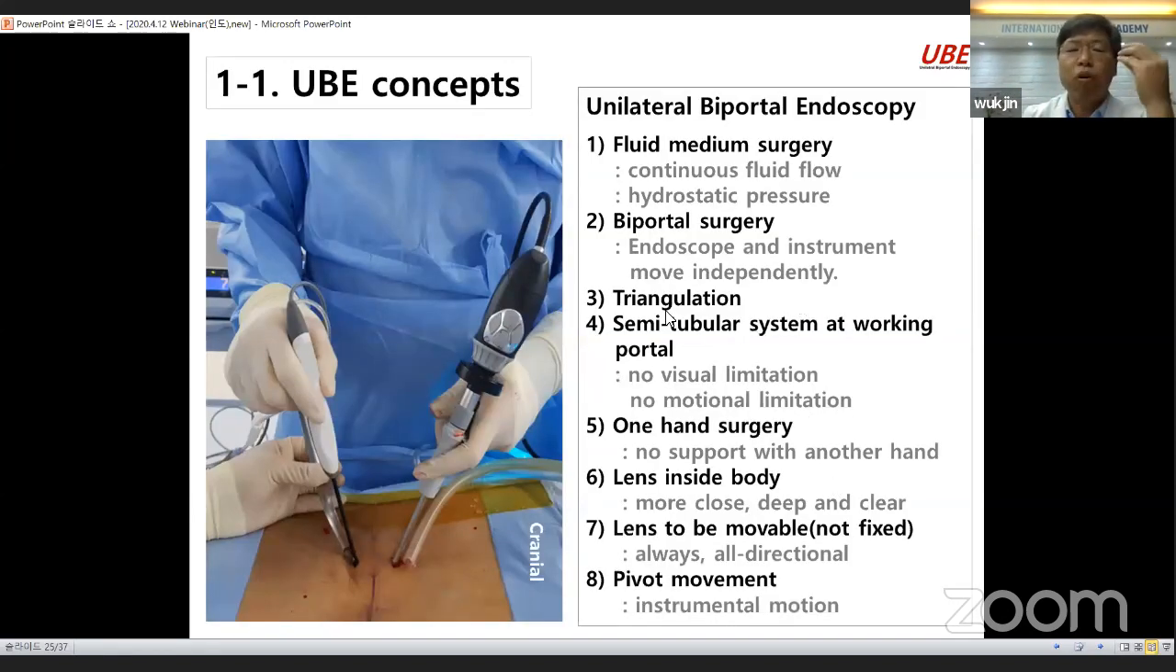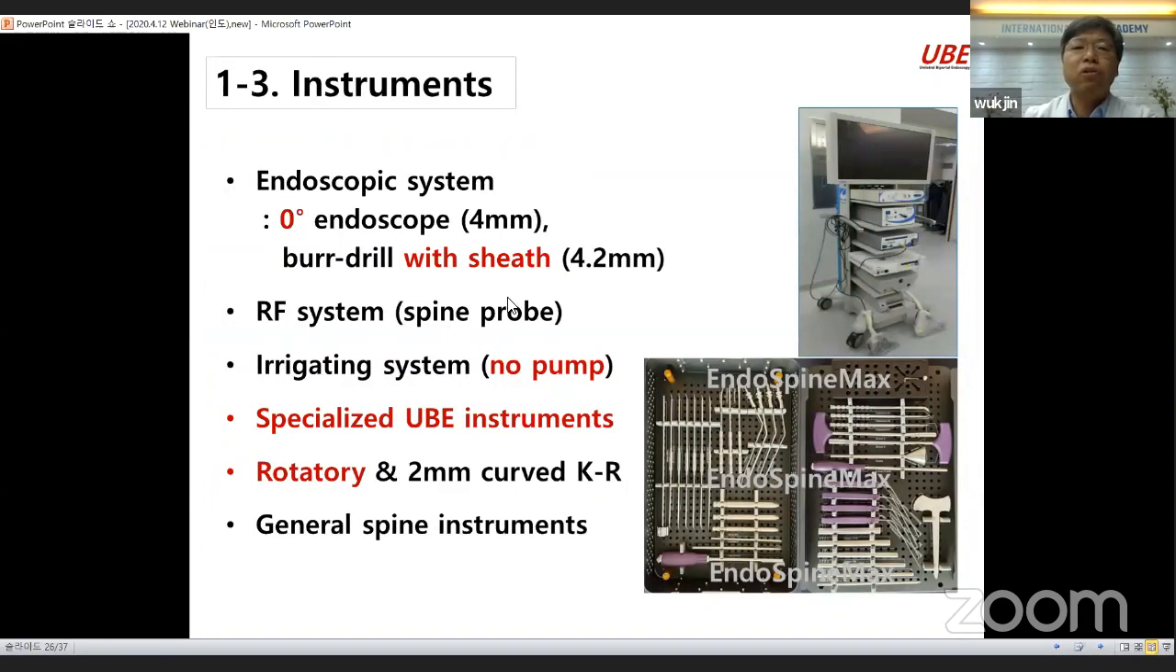I have seen many lectures with these concepts: fluid medium surgery, bipedal surgery, triangulation, semi-tubular system, one-end surgery, lens inside, movable lens and pivot movement. I have also lectured many times that I use a 0-degree scope this time.